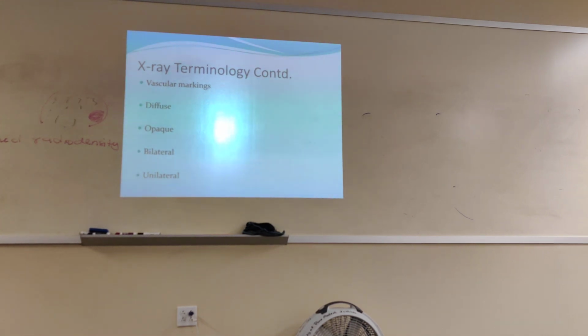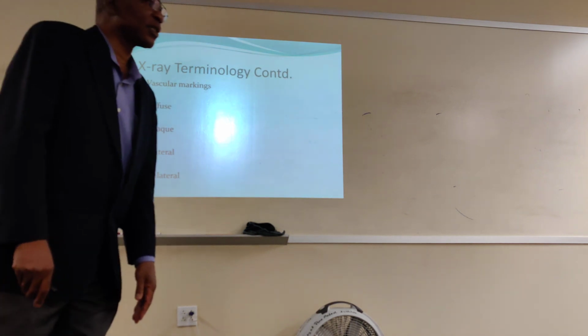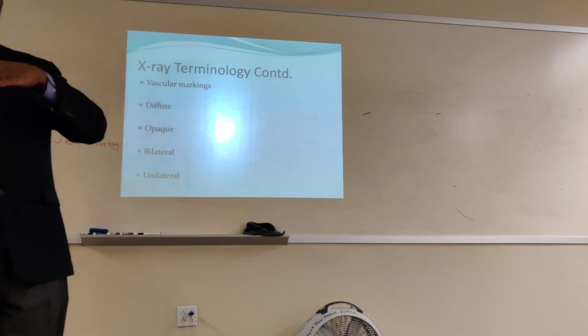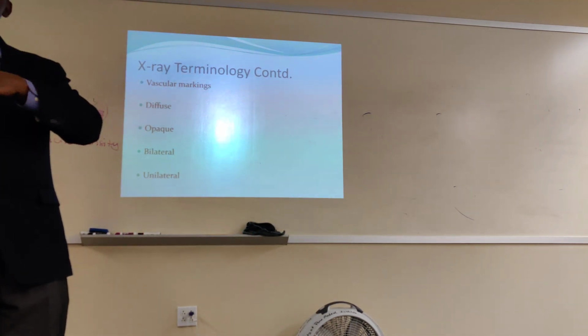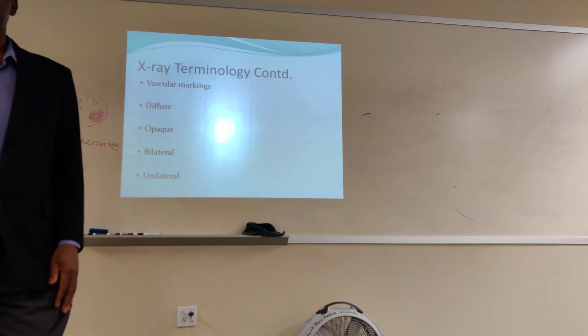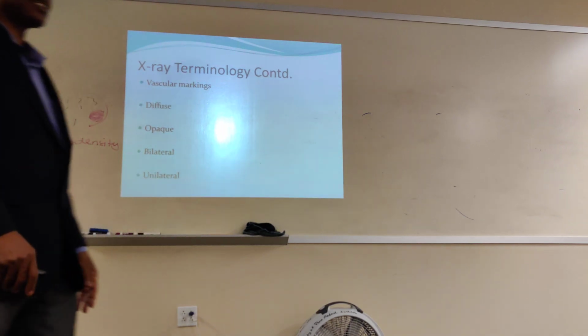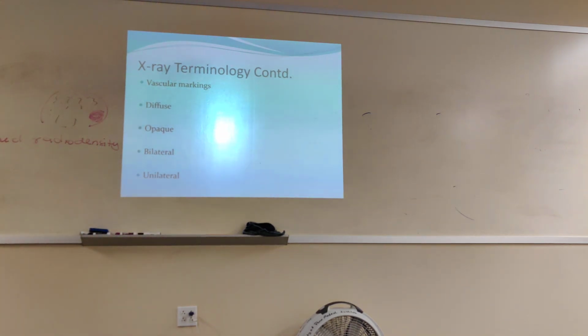Bilateral means on both sides. Okay? So when a patient has bilateral, diffuse bilateral infiltrates, that's ARDS, for instance. Okay, so that's another way of saying that their chest film is whited out. Diffuse bilateral infiltrates, that would be ARDS. That's the way they describe it on the exam. Okay? Unilateral means on one side.